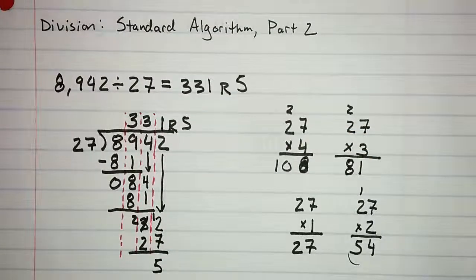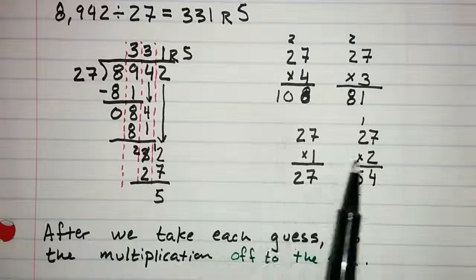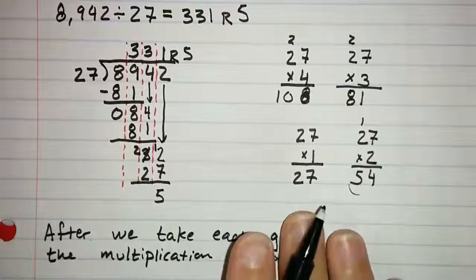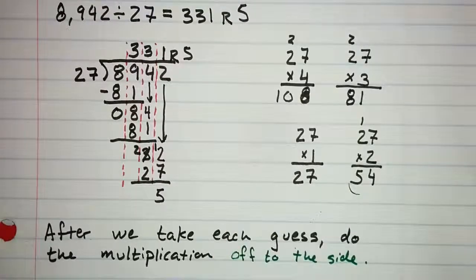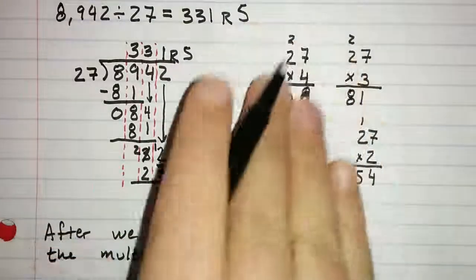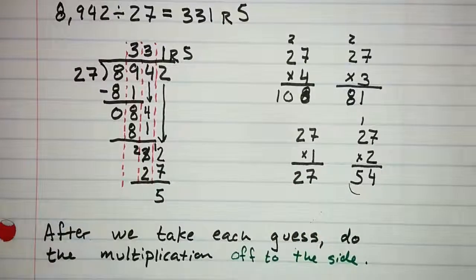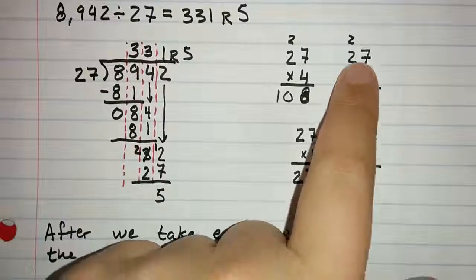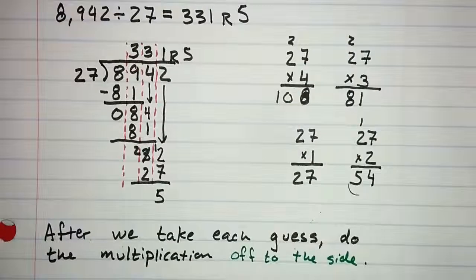So what did I do here? After we take each guess, we want to actually work out the multiplication off to the side. Now this probably isn't the way you've been taught this algorithm before. I know it isn't the way that I was originally taught this algorithm, but it is so much easier when we work this way. There are 2 advantages. 1, if we need 3 again, we already have 27 times 3 written down.